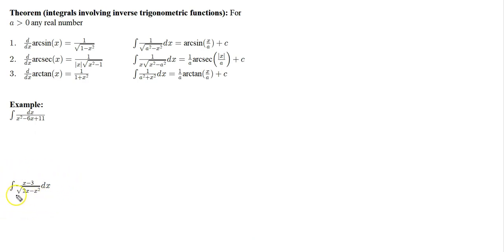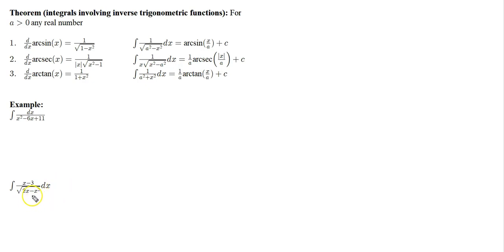Now here we want to find the antiderivative of x minus 3 divided by the square root of 2 minus x squared. Now let's see which formula up here best matches this, just to get an idea of which one we're going to deal with. Well, I see a square root here, so it's probably going to be an arc sine or an arc secant. I also notice that we have a negative x squared here. So if I look at the arc sine, I have a negative x squared. The arc secant has a positive x squared. So this one's probably going to involve the arc sine.